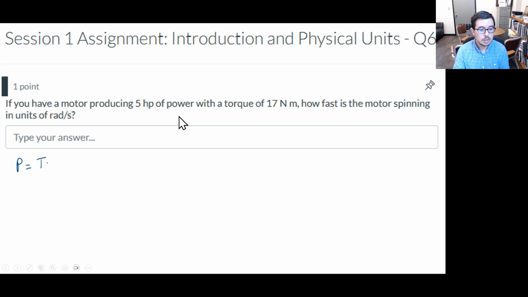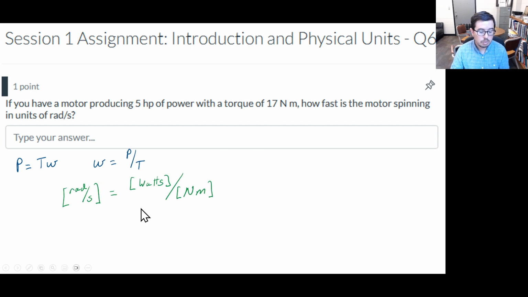And that equation is that the power is equal to the torque times the angular velocity. And we can rewrite this, since this problem is asking how fast is a motor spinning in units of radians per second, as the power divided by torque. So what is the power? The power is 5 horsepower, and the torque is 17 Newton meters.